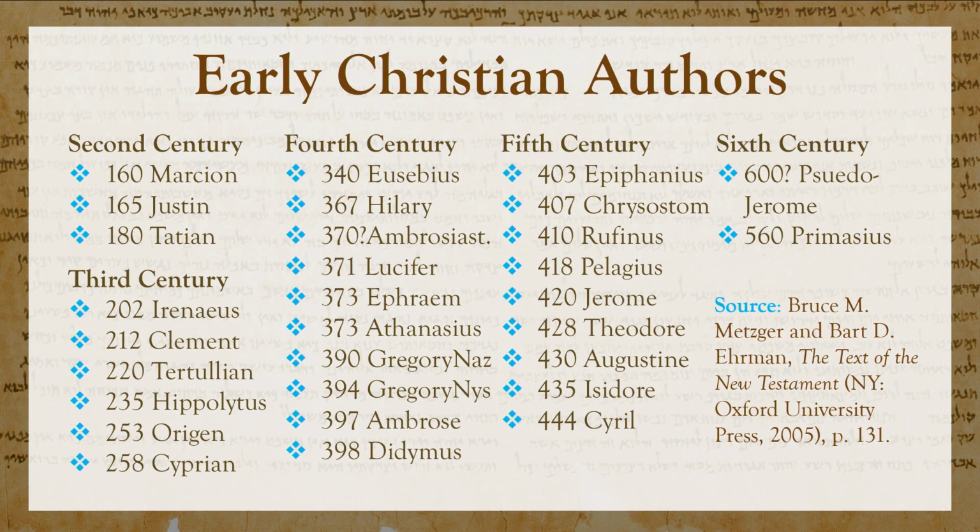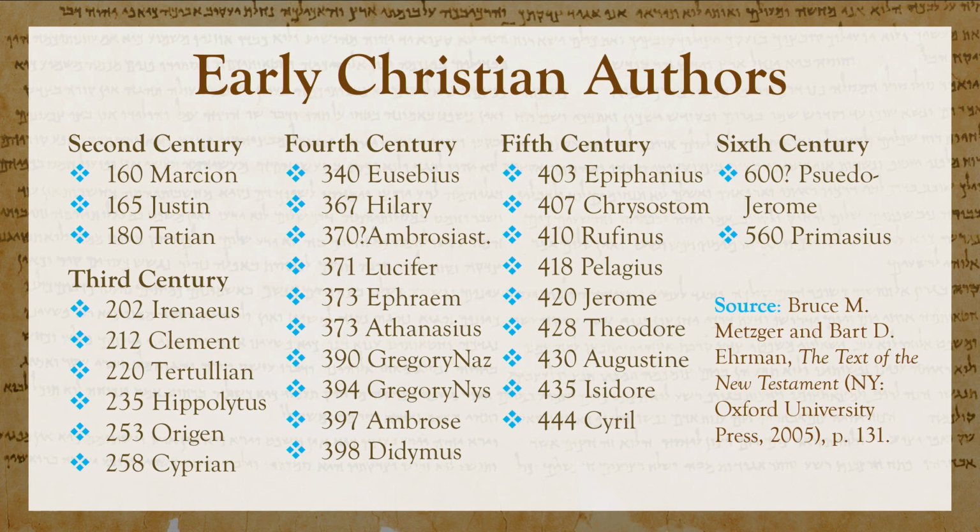So here's a list of some of the early Christian authors that we get from Metzger and Ehrman's book. There are actually a lot more than this, and these are really just a smattering of them. In the 2nd century, we have Marcion and Justin and Tatian. I would also add to that the Didache. In the 3rd century, Irenaeus, Clement, Tertullian, Origen, Cyprian. 4th century, we have a lot there. The 5th century, even into the 6th century.